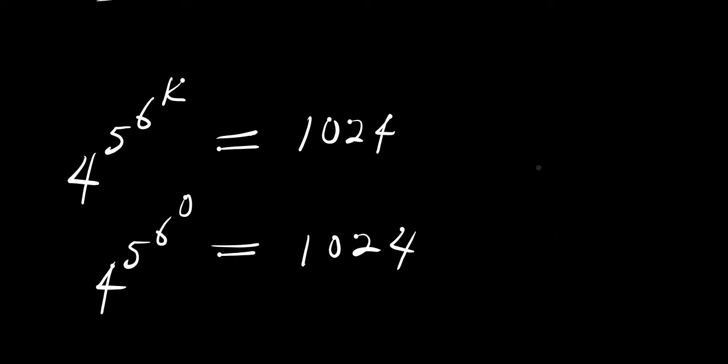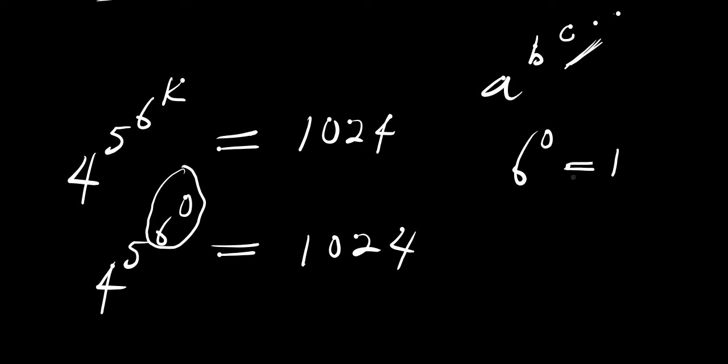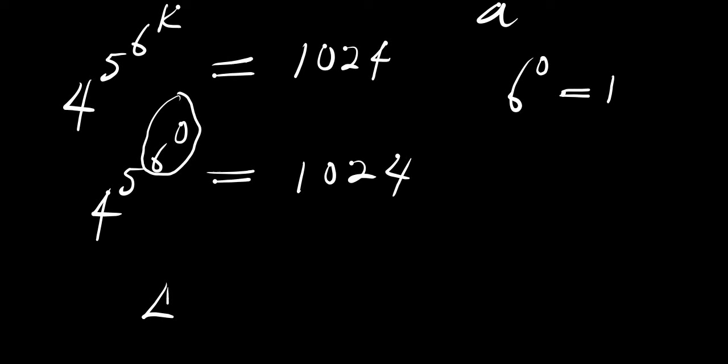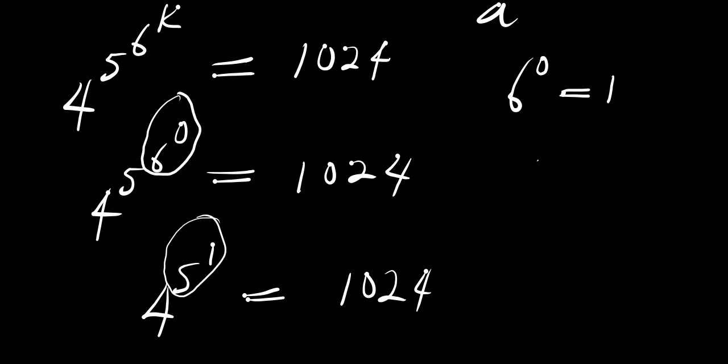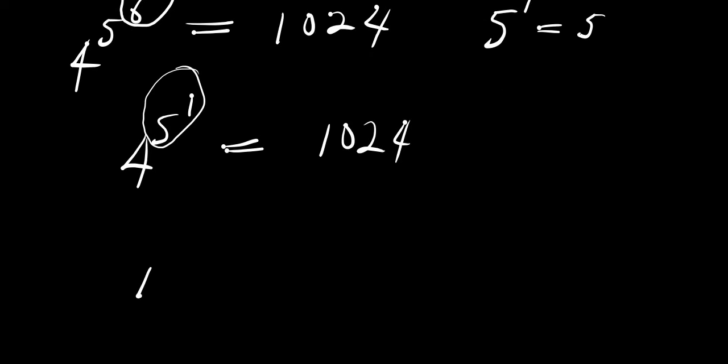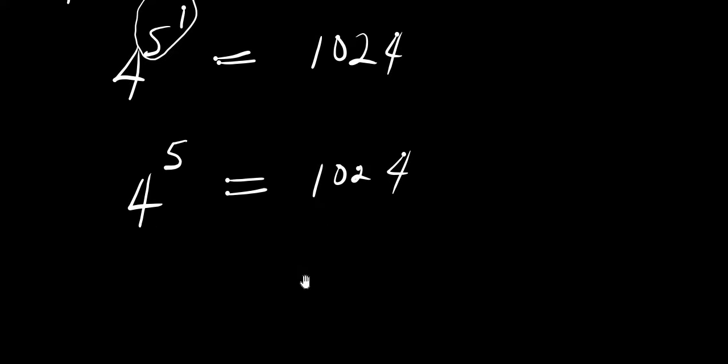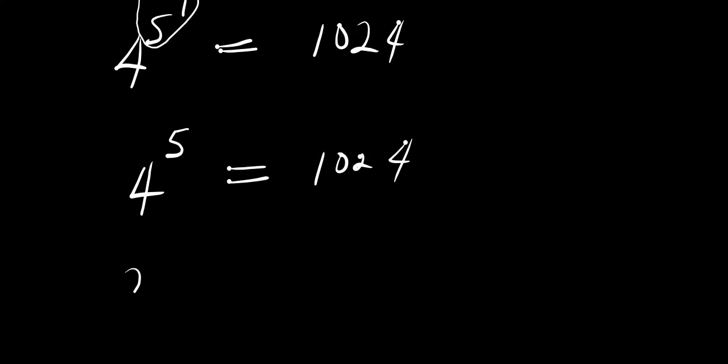So like I said, if you have a power b power c, you start from the top exponent. So we are going to consider this 6 power 0. 6 power 0 is 1. A number raised to the power of 0 is 1. So what we are going to have left is simply 4 power 5 power 1 equals 1024. So we consider this 5 power 1. 5 power 1 is the same thing as 5. So we are now going to have 4 power 5, and this equals 1024. Yes, 4 power 5 is exactly like 2 power 10.